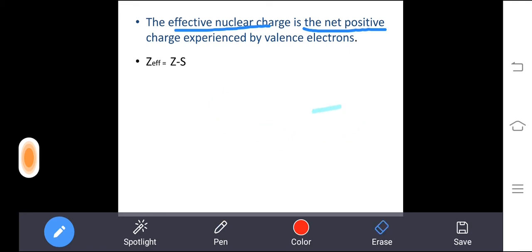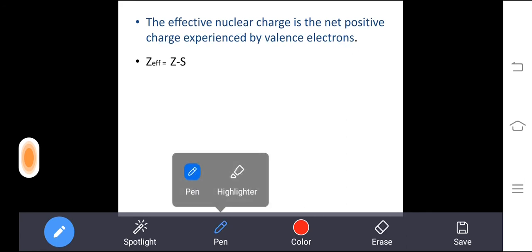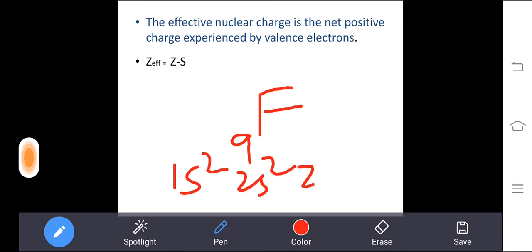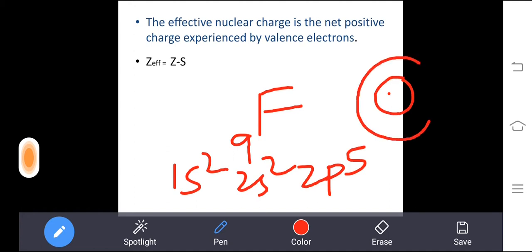If you want to calculate the effective nuclear charge, we can calculate using this formula. Z represents the atomic number, and X represents the shielding effect. For example, we can take fluorine. Fluorine's atomic number is 9. So we can write 1s2, 2s2, 2p5. In the second shell, how many electrons are there, students? If you want to draw the structure, in the first shell 2 and in the second shell 7 electrons: 1, 2, 3, 4, 5, 6, 7. Okay, 7 is there. So at the center, the nucleus will be there.